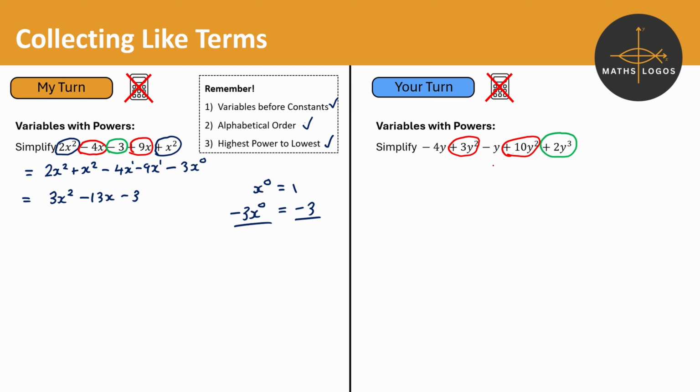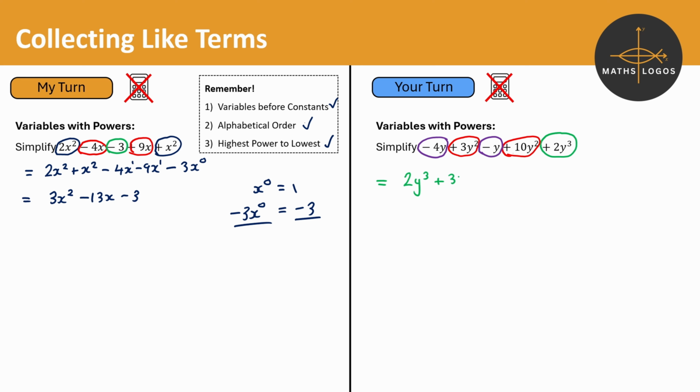Remember to circle that symbol in front of the term. And then lastly, I have my y term. So I've got negative 4y, and I've got negative y, like that. I know that one of the rules I need to remember is that I need to write them from highest power to lowest power. So I'll start by writing my highest power first. That's the 2y cubed. Then I'll deal with my y squared.